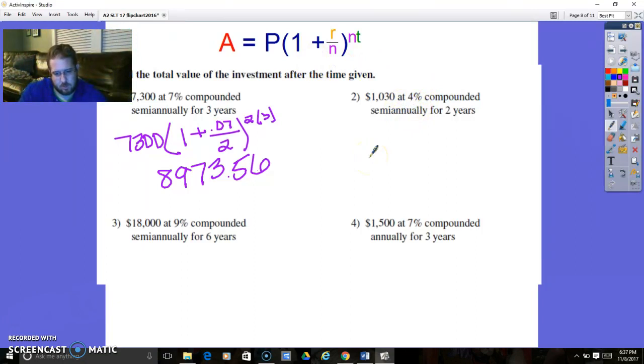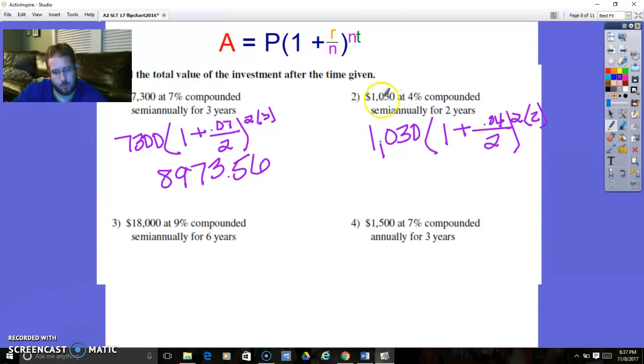All right, so let's do another one of these. So that's $1,030. That's compounded semi-annually again. Okay, so that's 1 plus 0.04 divided by 2 because it's semi-annually, to the 2 times 2 power. All right, so that's 0.04 divided by 2 plus the 1, because that's in parentheses. You have to do that next, to the 4th power, because 2 times 2 is 4. And then multiply that by 1,030.